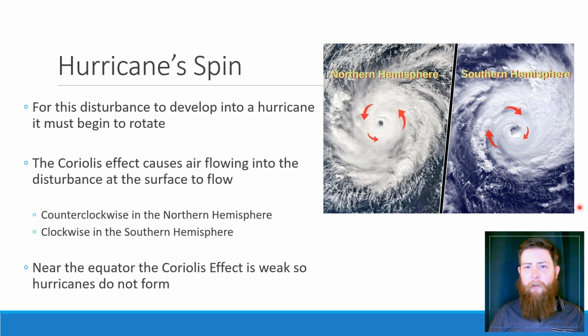The spin of a hurricane: it has to start spinning to develop into a hurricane, so it has to rotate. Because of the Coriolis effect, you can tell when you're looking down from space whether your hurricane is in the northern hemisphere or the southern hemisphere. In the northern hemisphere, these go counterclockwise. In the southern hemisphere, they go clockwise. Near the equator, we don't have very much Coriolis effect because they're not getting deflected strongly either north or south, so we don't usually have hurricanes around the equator.